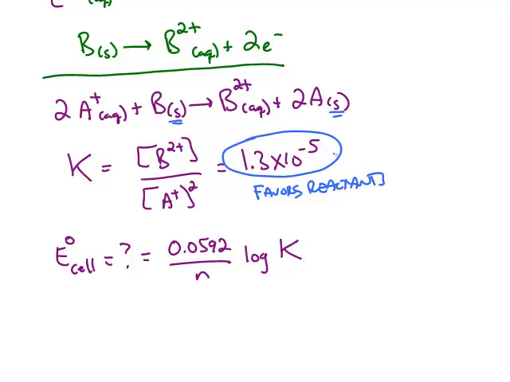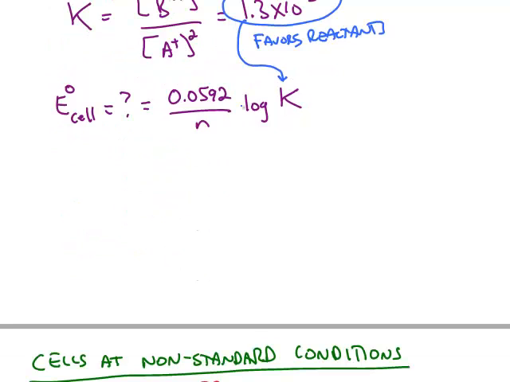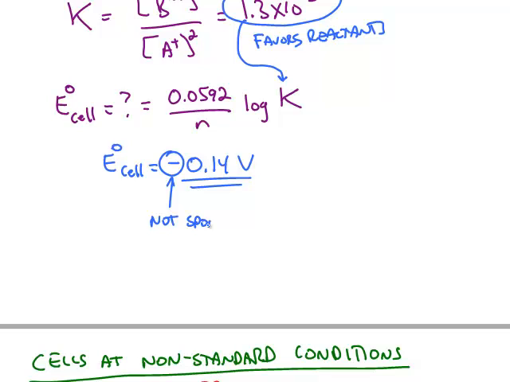And if the reaction favors the reactant side, if we plug it into this equation and take the log of that small number, we're going to calculate the standard cell voltage, and this standard cell voltage will work out to be a negative number. So the negative number means the reaction is not spontaneous the way it's written, which is directly related to the fact that the equilibrium constant favors the reactant side.